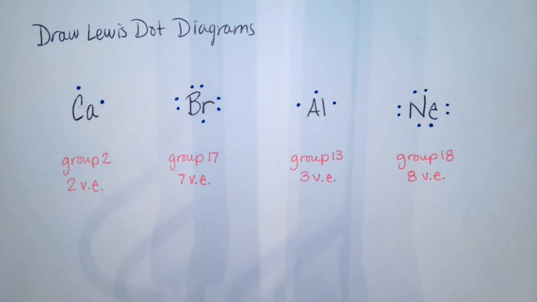So all you're doing is counting the valence electrons based on what group it is in, and then you are going to use the element symbol and put those dots around it. That's all. It's not too difficult. You don't overcomplicate it.